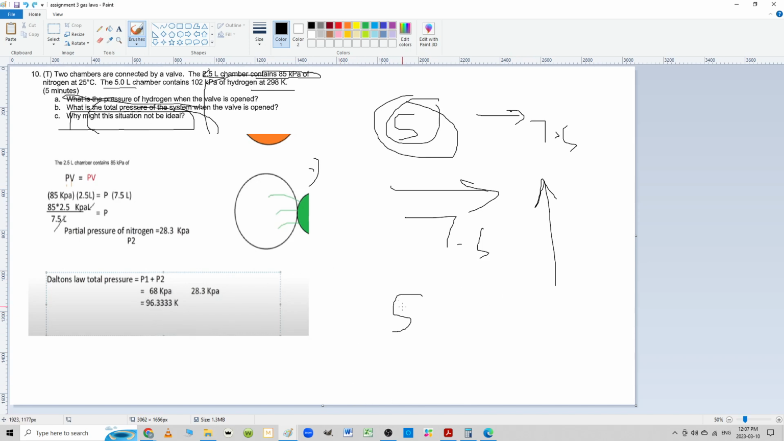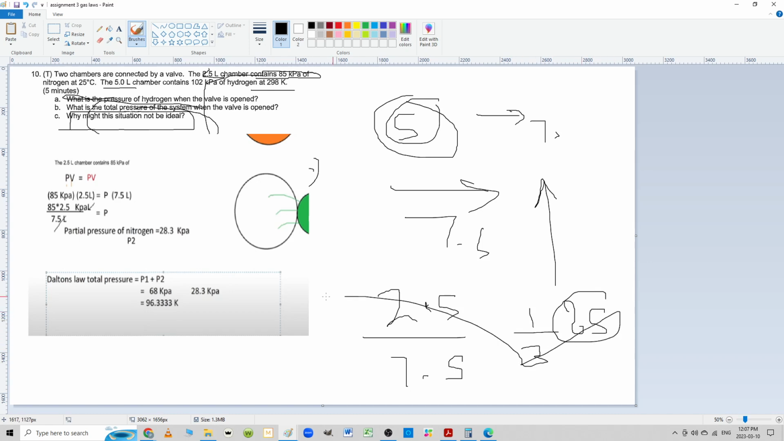Whereas the nitrogen went from 2.5 liters and ended up in a 7.5 liter volume. And you can see that ratio is 1 to 3, which means if I took my initial pressure of nitrogen and divided it by 3, it would give the same answer as 28.3. So you can see that when the volume went up 3 times, the pressure went down a third, or divided by 3. There will always be that direct relationship.